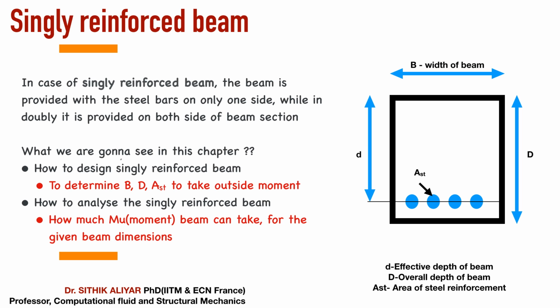This is the section we are going to see today, a singly reinforced section again. I already told you it's a singly reinforced beam. The beam is provided with steel bars only on one side, but that is not really practical. So it is provided on both sides to have some stirrups connection to resist shear and all. For theory, when we say singly reinforced section, we have reinforcement only at the bottom.